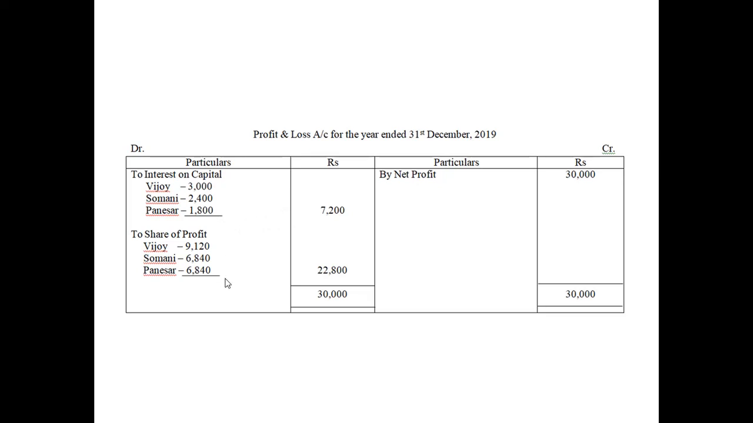Now this profit of 22,800 will be shared between Bijoy, Somani, and Panisar as per their profit sharing ratio of 4:3:3. So these are the amounts.